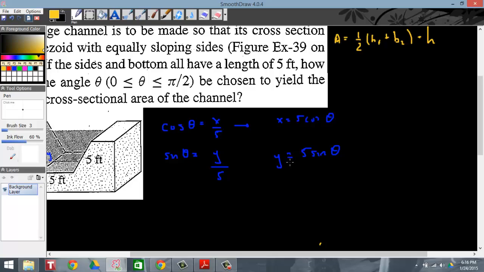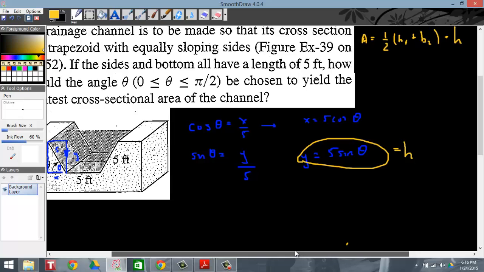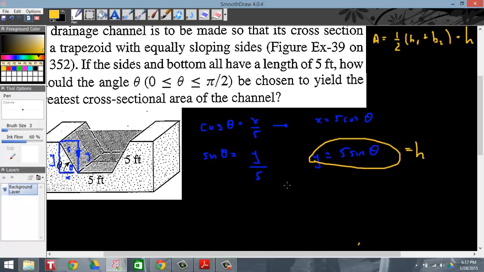So, what I have found right here, this y is the height. And then this 5 cosine theta is going to play a role in helping me find the base. So let's find out the measurement of the base.